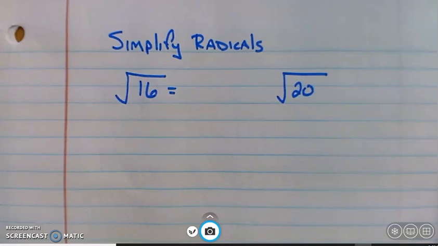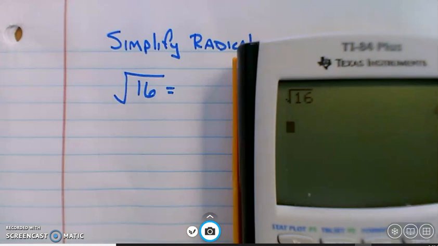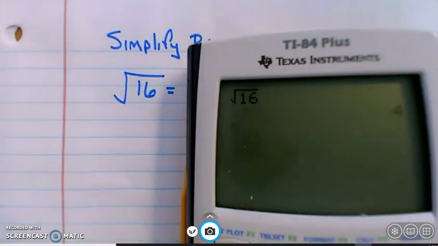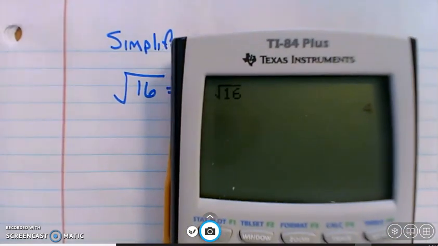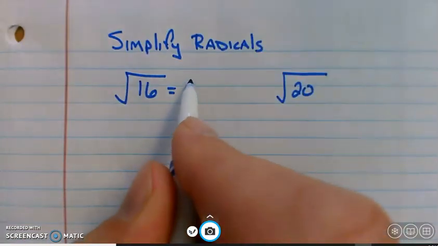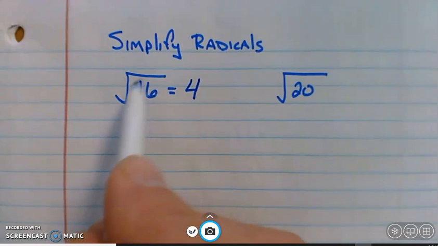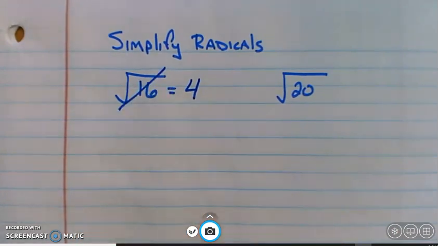This is definitely a problem that you may have seen come up using the Pythagorean theorem or something. So I'll jump to my calculator and check out the square root of 16, and clearly the calculator tells me that the square root of 16 is 4. So with that in mind, I can just simply say the square root of 16 is 4. I don't need the square root of 16, just rewrite it as a 4. Let's try the 20 as well.